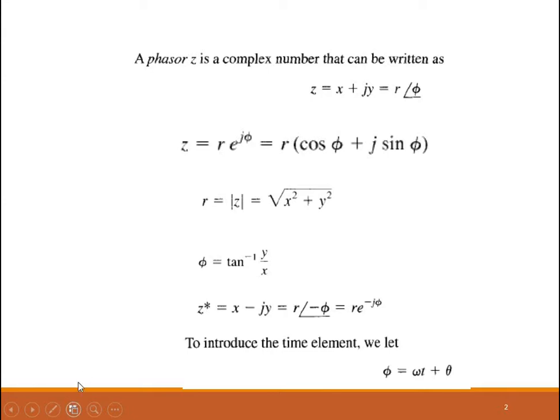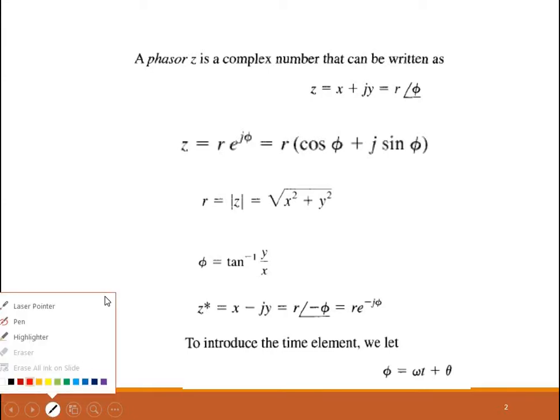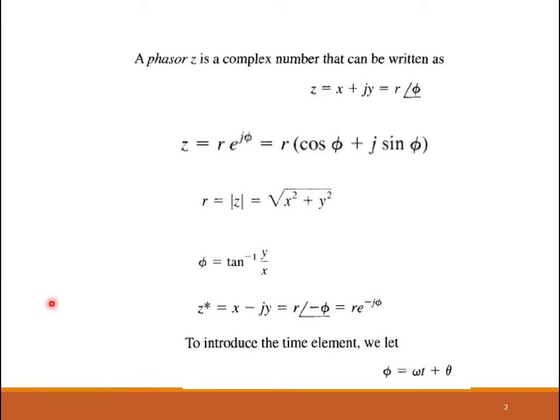The first thing that I've written down is the basic expression, which all of you would probably be familiar with. This is the expression for a phasor. Supposing I have a phasor Z, we know that a phasor is a complex number. How is it going to be represented? It will be represented as x plus jy, in rectangular form. In polar form, we can represent it as r angle phi.